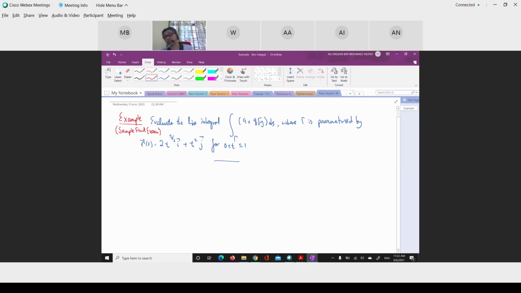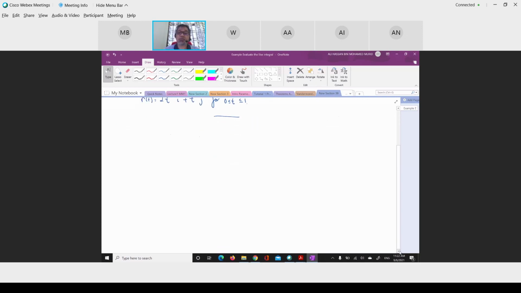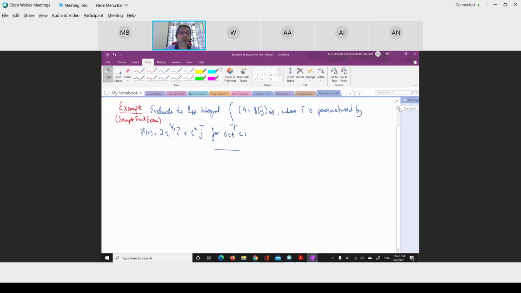This is just for evaluation of a line integral, nothing related to mass or anything. This is just a matter of the parameterization technique. So the integral of 9 plus 8 square root y ds. We replace y in the integrand by y(t), and then replace ds by the modulus of r prime t dt, and t is from 0 to 1. So what is r prime t?